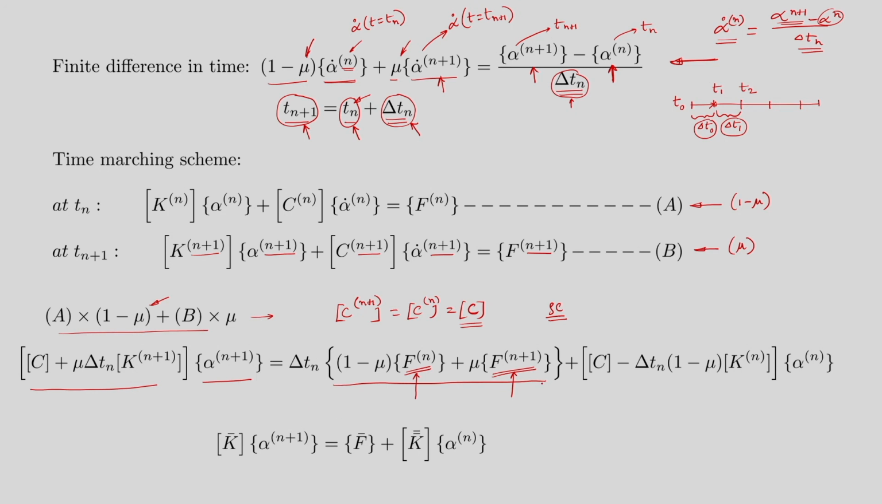That we can obtain, and we have another term here, which contains C and K at n, the stiffness matrix corresponding to time t n, times the solution at time instant n. This is the new thing. Earlier, if you remember, we did not have a time derivative.